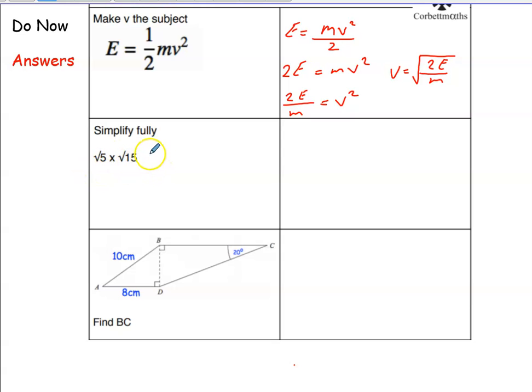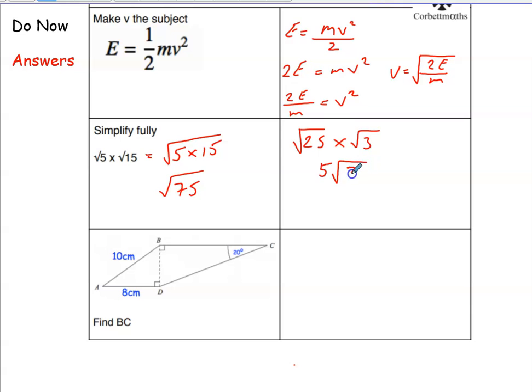Okay, so for the next one here, this is our nice surds. The best thing to do is actually to multiply these together. So you end up with square root 5 times 15. That would give us square root 75. And then we want to break that down into factors where one is a square number. The biggest one that comes to mind for me is 25. How many times does 25 go into this? 3 times. So I can write that as square root 25 times square root 3. Square root the 25, which is 5, and square root of 3 stays as it is. That's your final answer there.